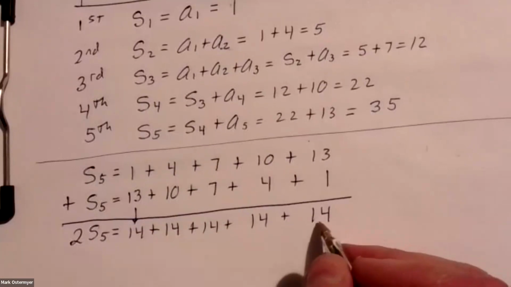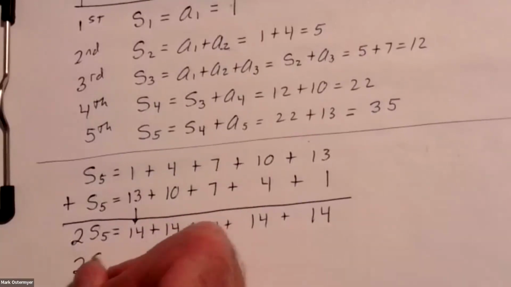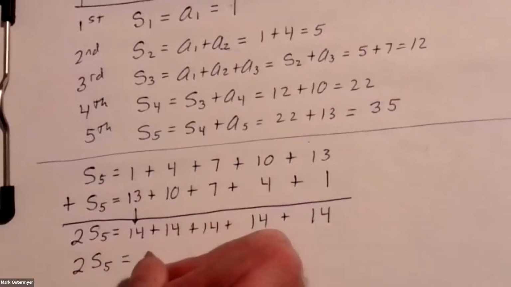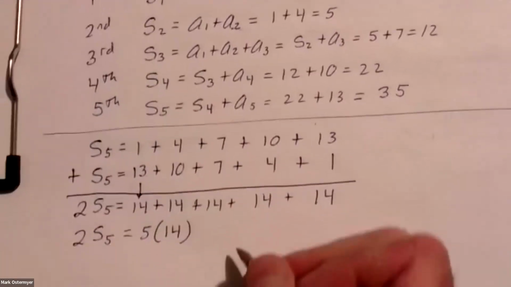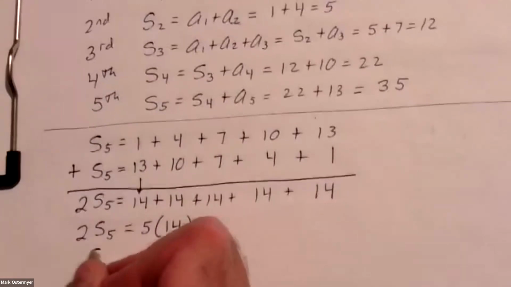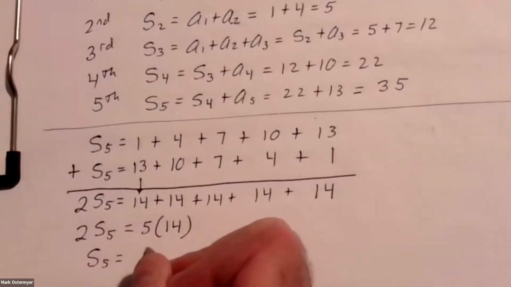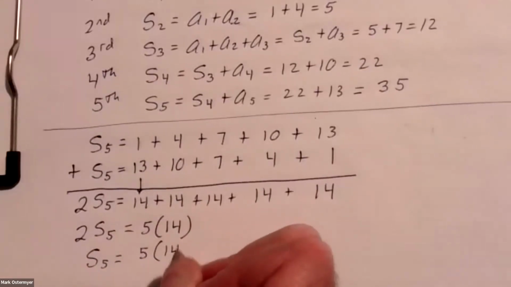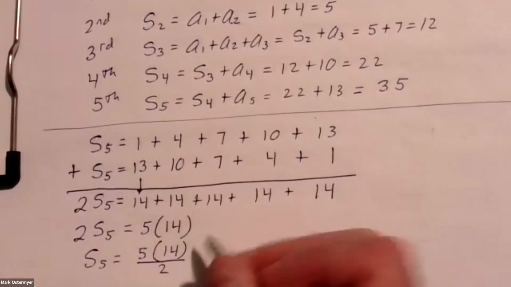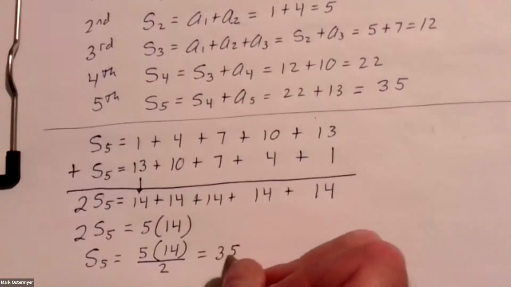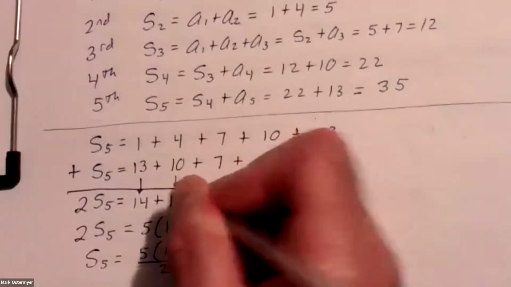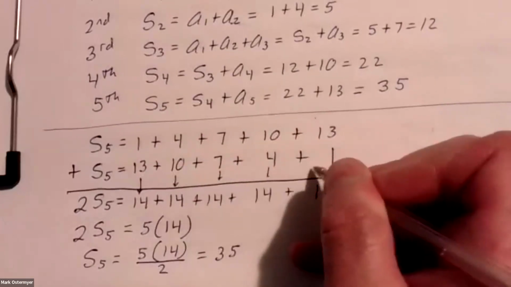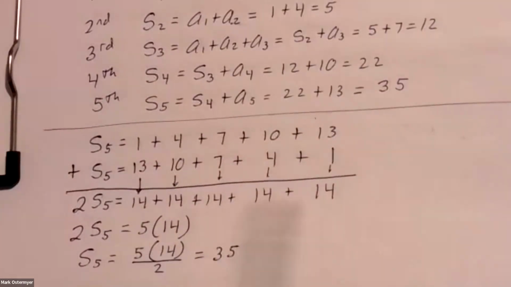But adding 14 to itself 5 times is more conveniently represented as taking 5 times what? 14. True? And therefore, the 5th partial sum could have been found by taking 5 times 14 and dividing this by 2, which would still give us 35. So it's very interesting to note what just happened there with this finite example.